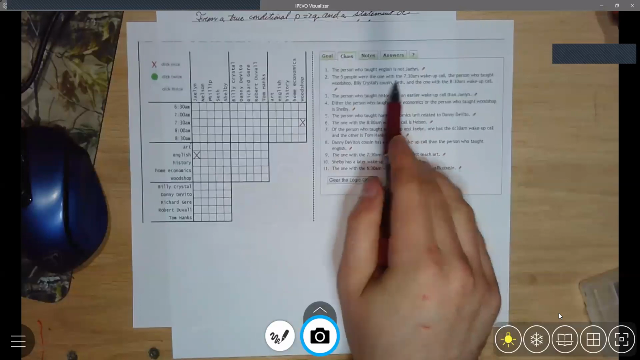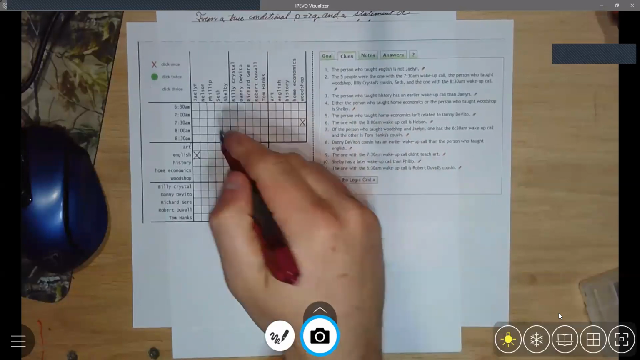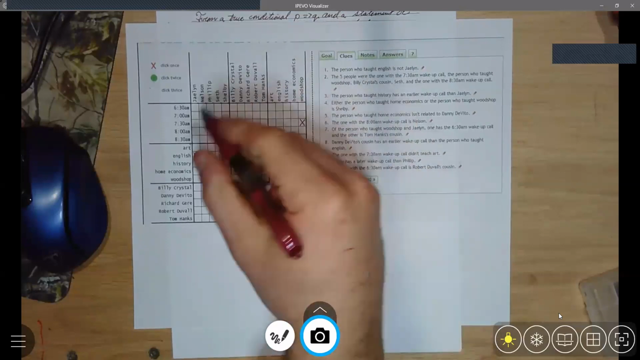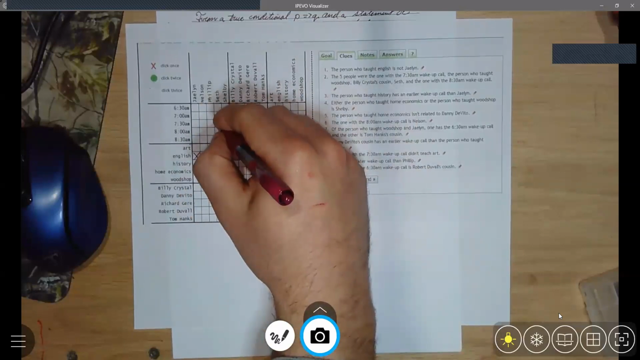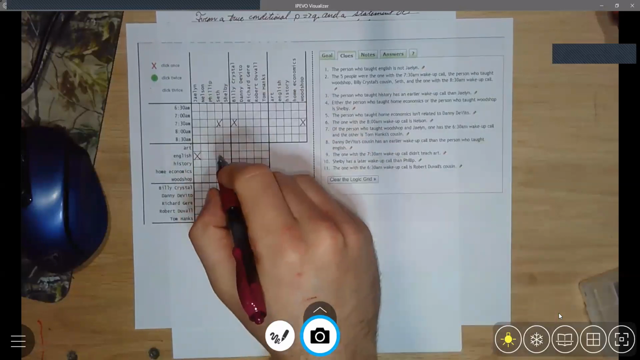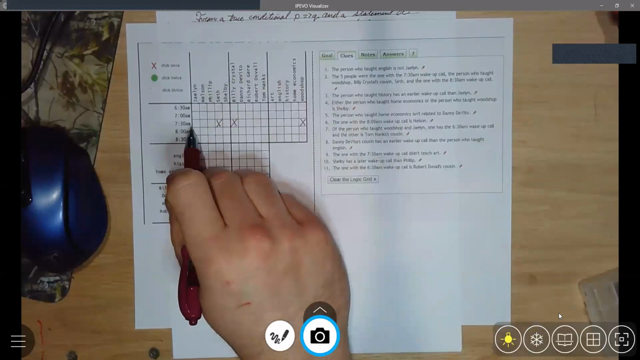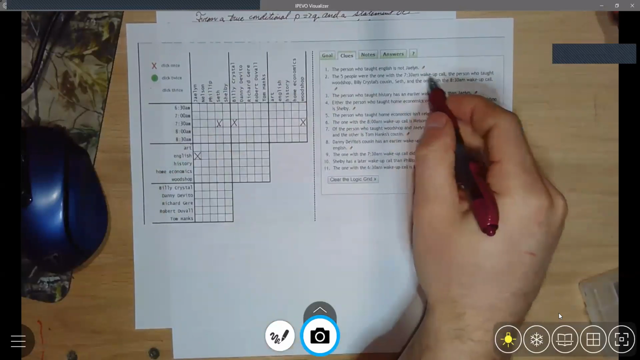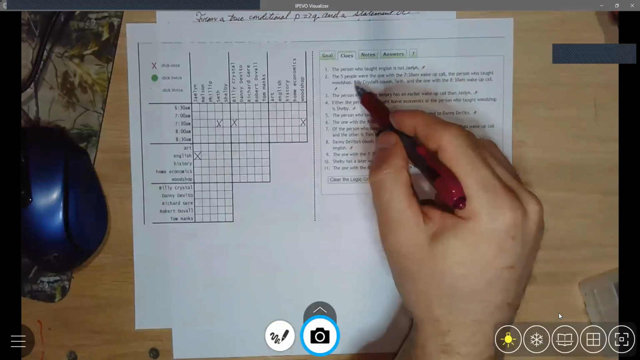Then the 7:30 person is not Billy Crystal's cousin. So 7:30 Billy Crystal, nope, not happening. The 7:30 person is not Seth. Okay, so 7:30 Seth, not happening. And the one with the 8:30 wake-up call. Obviously the 7:30 wake-up call can't be the 8:30 wake-up call. Those things are different. So I took 7:30 and I crossed off each one that couldn't be.